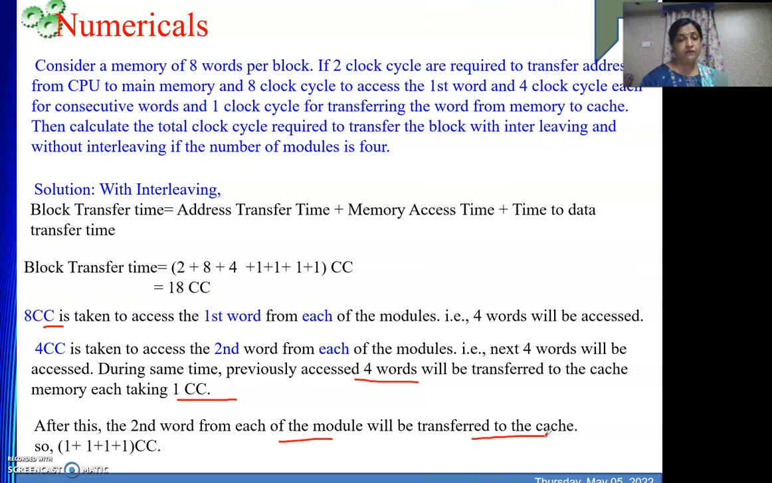How many modules we have? 4. Each one will take 1 clock cycle. So total another 4. 1 plus 1 plus 1. So it is your 18cc. Hope this part is clear.